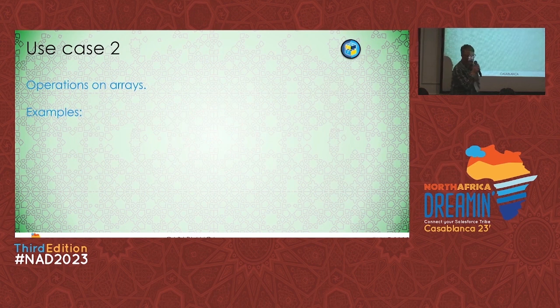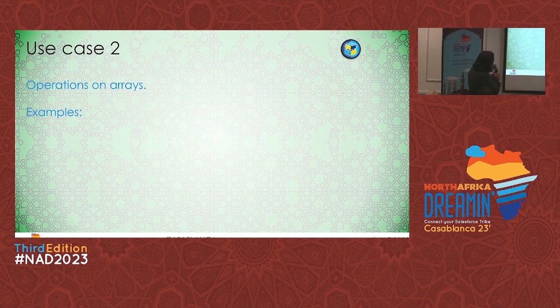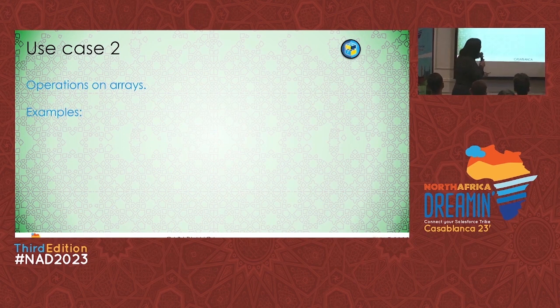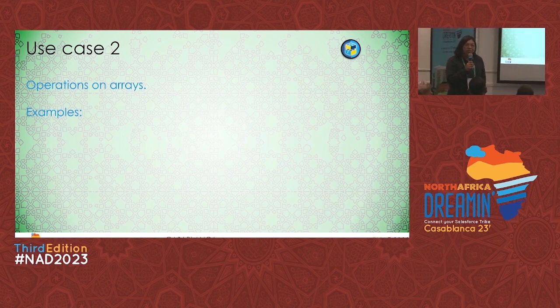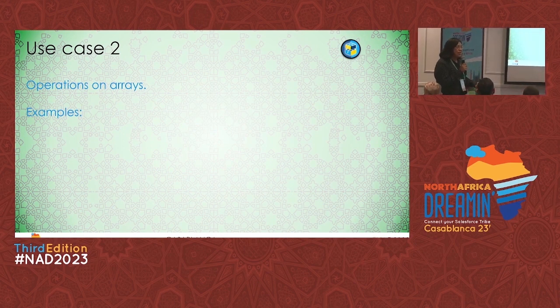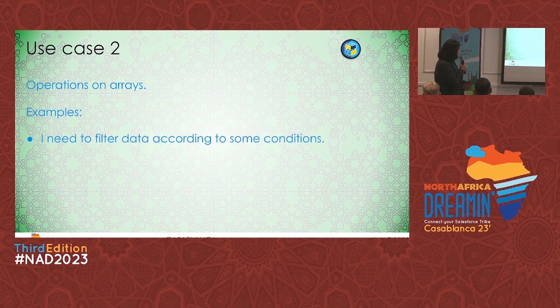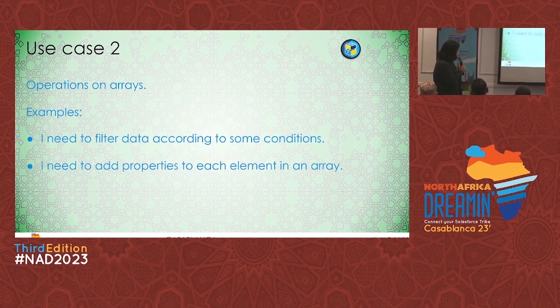So the use cases for these. Okay, the second use case is when you need to do operations on arrays. And in the front end, we use arrays a lot. So some examples would be when you need to filter data according to some conditions, when you need to add properties to the front end to each element in an array, as we saw previously. Or when you need to calculate totals, like the summary that we display in the example application.